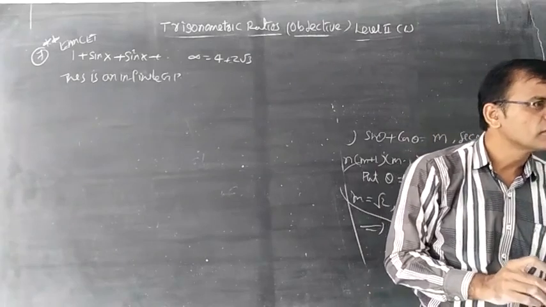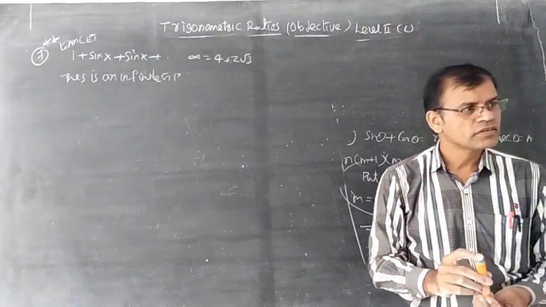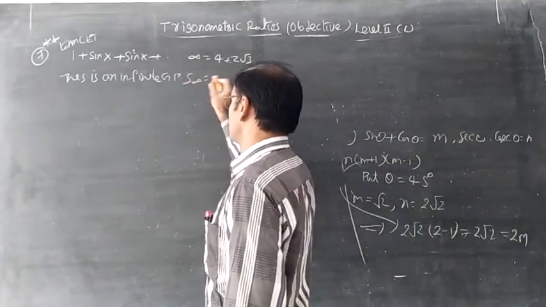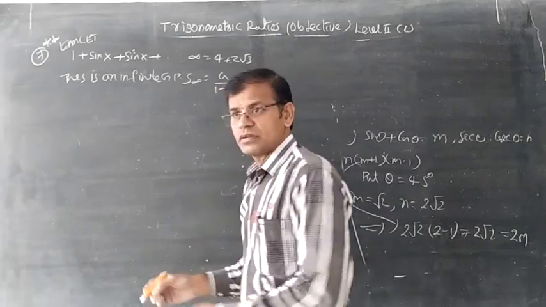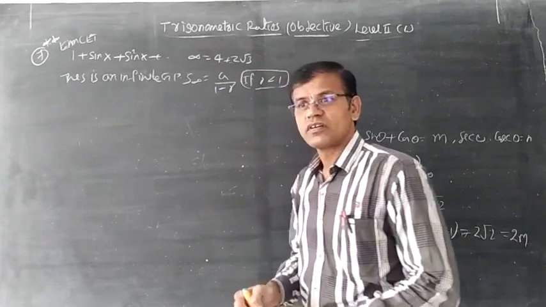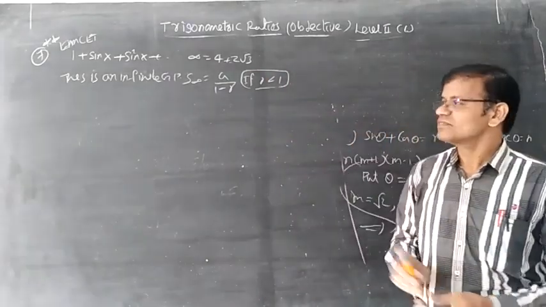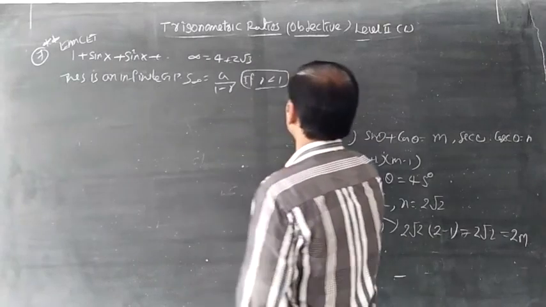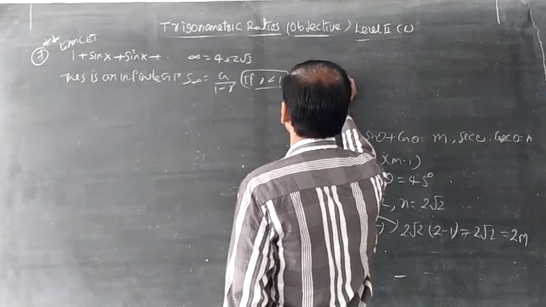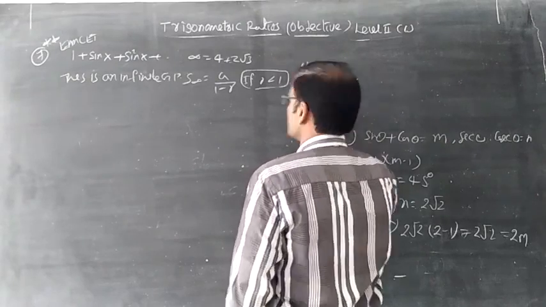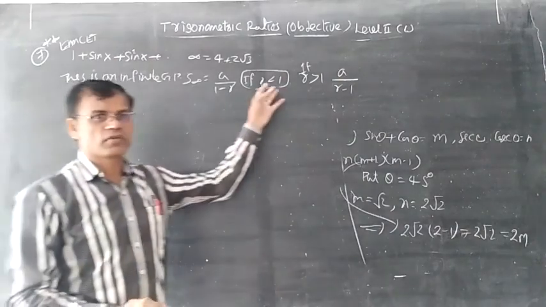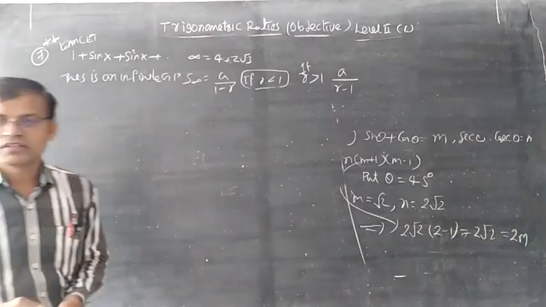Do you have the S infinity formula? It is a by 1 minus r if r is less than 1. You don't know? So remember it as a formula: a by 1 minus r if r is less than 1, and a by r minus 1 if r is greater than 1. Do you have an idea, Mr. Abdullah? In your 10th class there is no formula for infinity terms, a by 1 minus r.